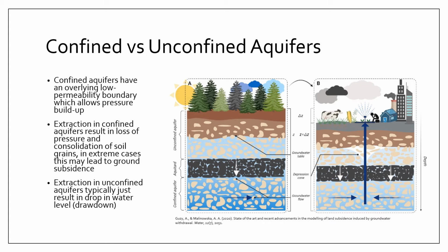Right now, for confined aquifers, when you extract water, what happens is you reduce the pressure in the confined aquifer, and as a result, the loss of pressure causes your soil grains within the aquifer to stick together and possibly consolidate, depending on the severity of the loss of pressure. In extreme cases where there is vigorous extraction of groundwater in your confined aquifer, this can lead to ground subsidence.